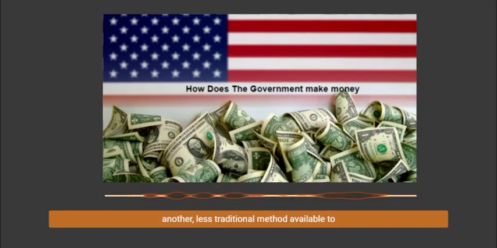The printed money tax. There is another, less traditional method available to the U.S. government for generating revenue. The Federal Reserve essentially just prints more money. That limitation on the government's ability to print money was effectively removed when former President Nixon abandoned the gold standard. Now, the government can implement an inflation tax. As the Federal Reserve prints more money, expanding the money supply, it results in inflation, which decreases the purchasing power of each U.S. dollar.